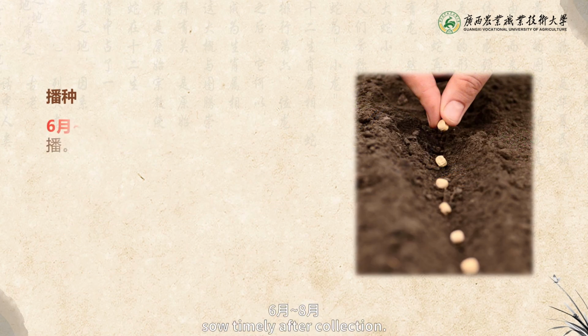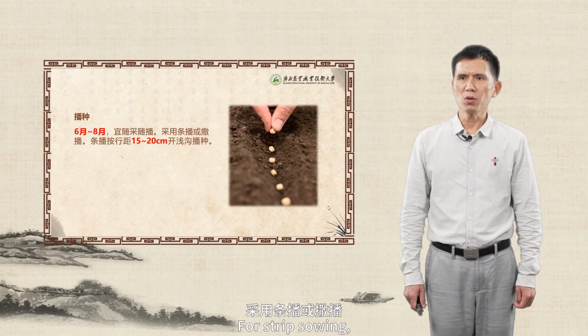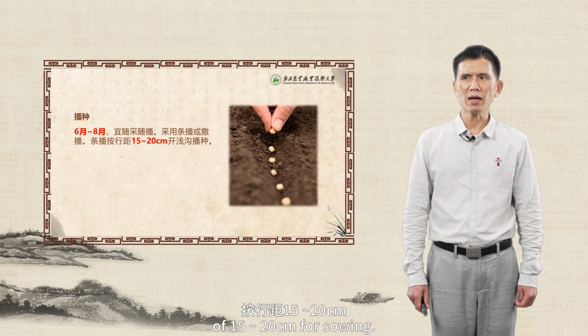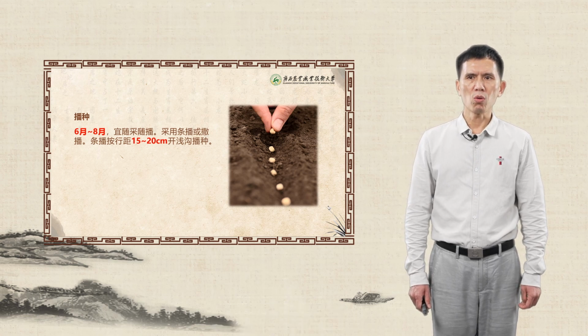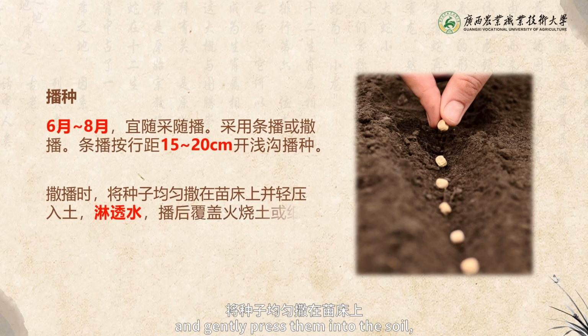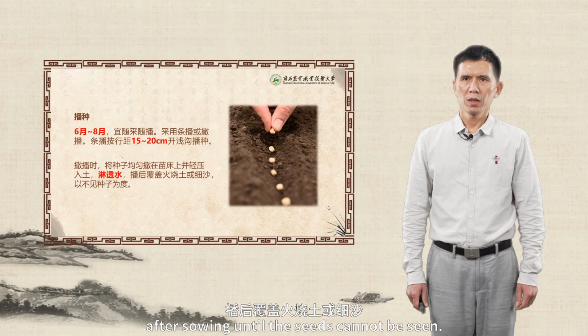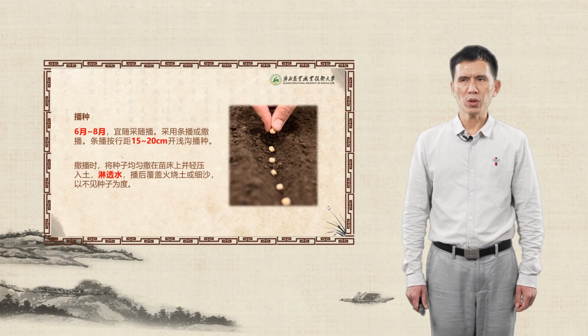Sowing. From June to August, sow timely after collection. Adopt strip sowing or broadcast sowing method. For strip sowing, dig shallow furrows at a row spacing of 15 to 20 centimeters for sowing. For broadcast sowing, spread the seeds evenly in the seedbed and gently press them into the soil, water thoroughly, and cover with burnt soil or fine sand after sowing until the seeds cannot be seen.